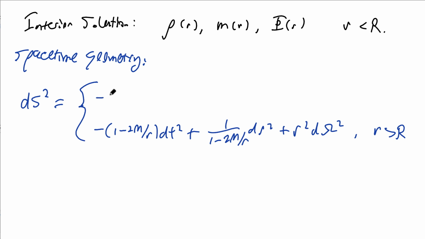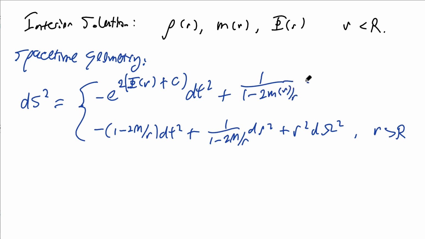For the interior solution, we have minus e to the 2 phi. And now let's remember that we can add an arbitrary constant to phi and still have a solution. So let's do that now. Let's call this phi of r, referring to the numerical solution we obtained before, and now we're adding an arbitrary constant to that. dt squared plus 1 divided by 1 minus 2 m of r divided by r dr squared plus r squared d omega squared. And this is the interior solution where r is less than capital R, the areal radius for the surface of the star. So now we need to match the geometry on the inside and the outside.